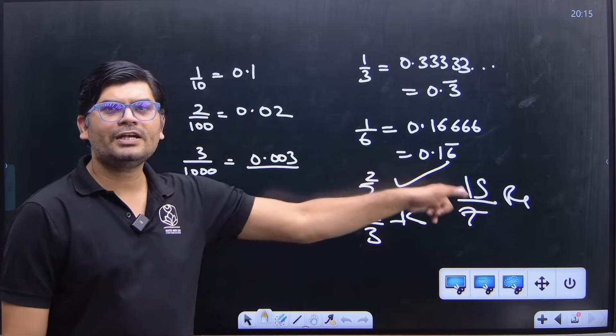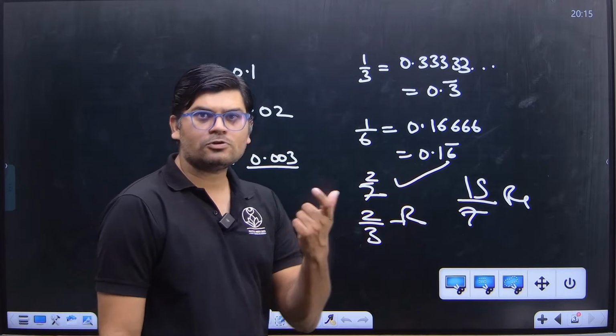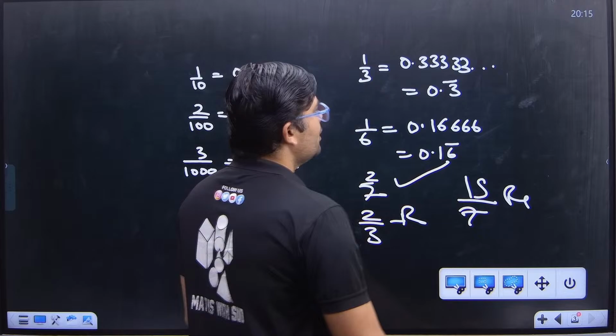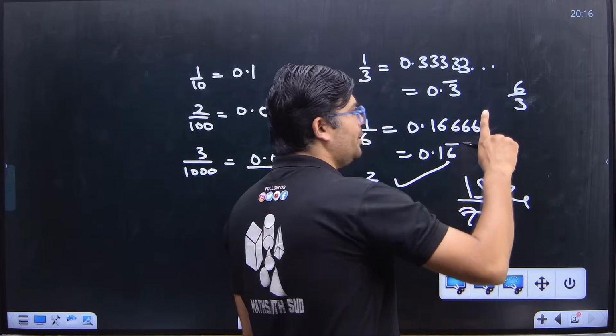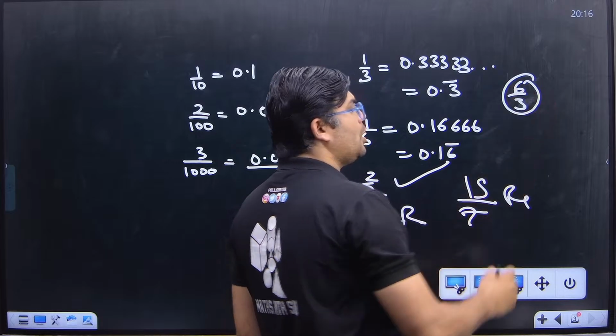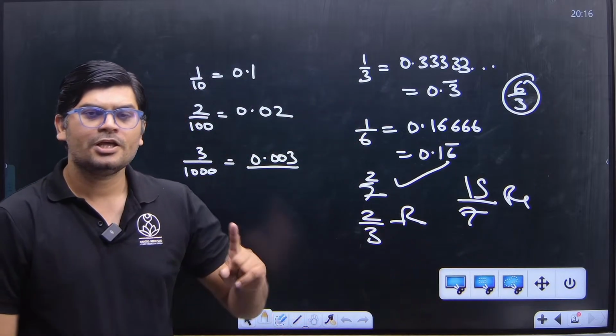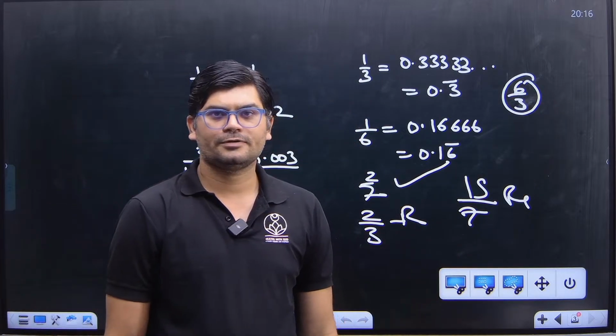Because it is not having 10 in its lowest form. I also say that lowest form. Don't quote me, sir, 6 by 3, the denominator is 3, but it is terminating. No, you have to write the number in the lowest form. Lowest form means they should not have any other common factor.